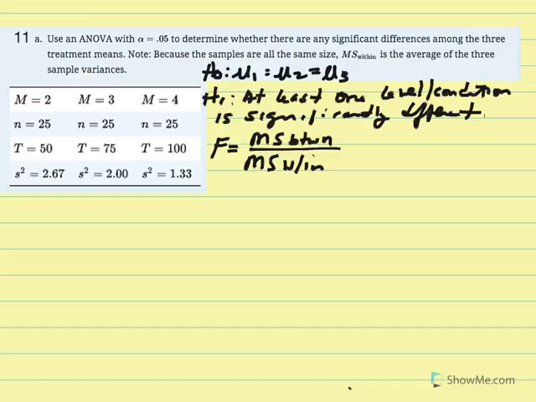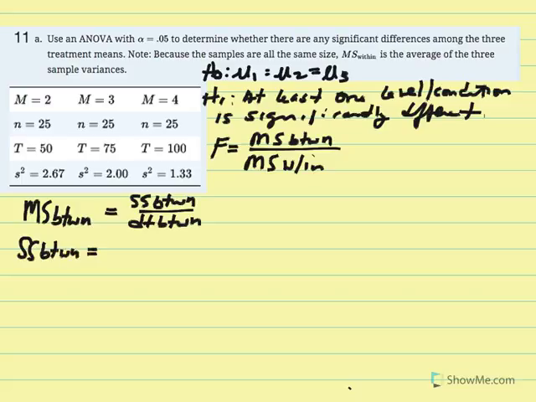And we're going to begin with our MS between. In this case, we don't have access to the statistics that would make it easier to calculate SS total, and so we'll have to use our SS between equation. So MS between is equal to SS between over its corresponding degrees of freedom. And our equation for SS between is as follows. So SS between is equal to the sum of our T value squared over n, minus G squared over N.